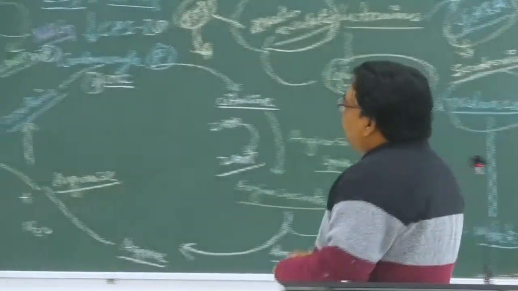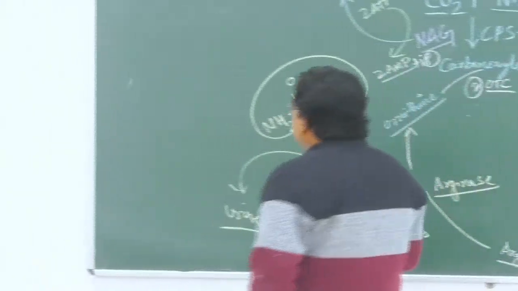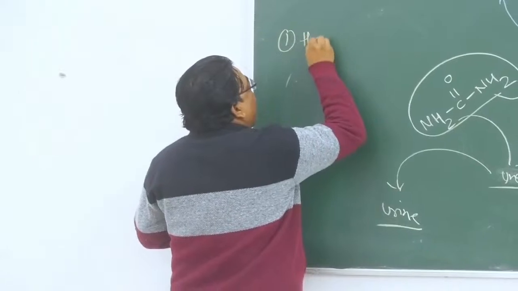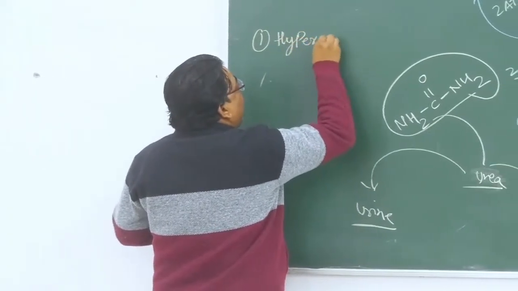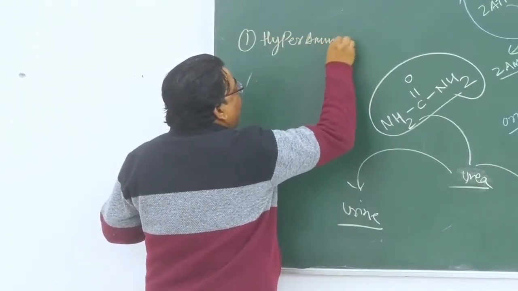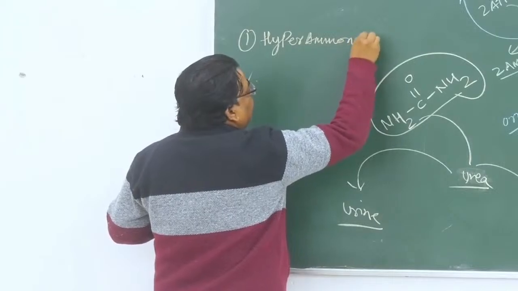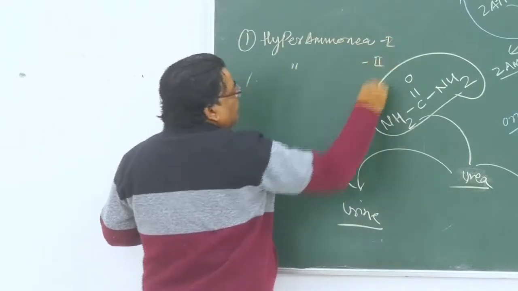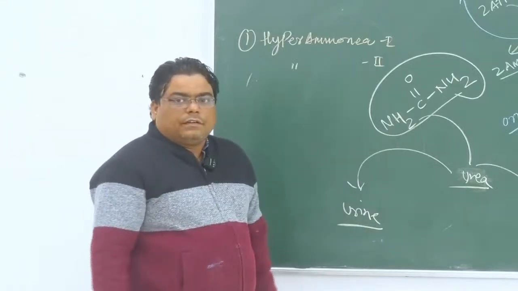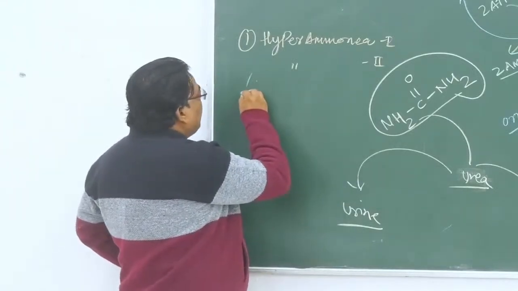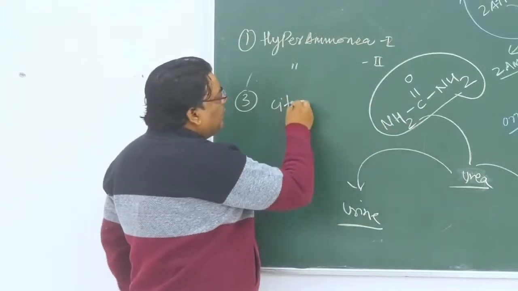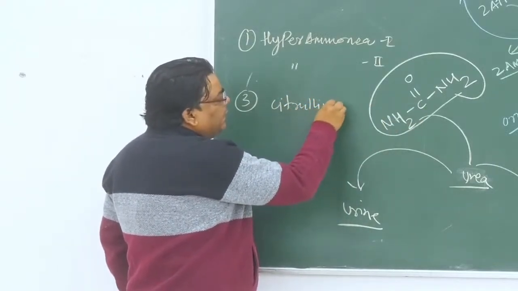Now, if we discuss the disorders of the urea cycle, the first disorder is hyperammonemia. Second, third one, citrullinemia. इस पे देखते जाओ, लिखते जाओ. It is very easy to understand.